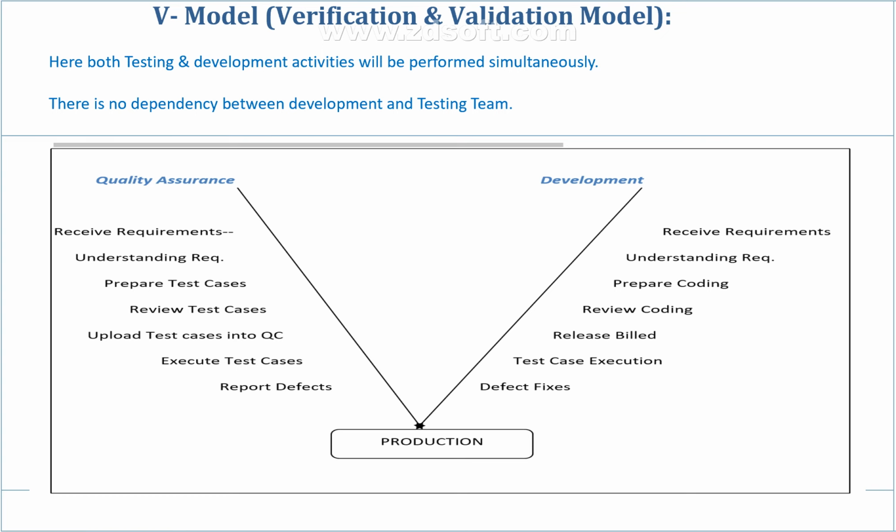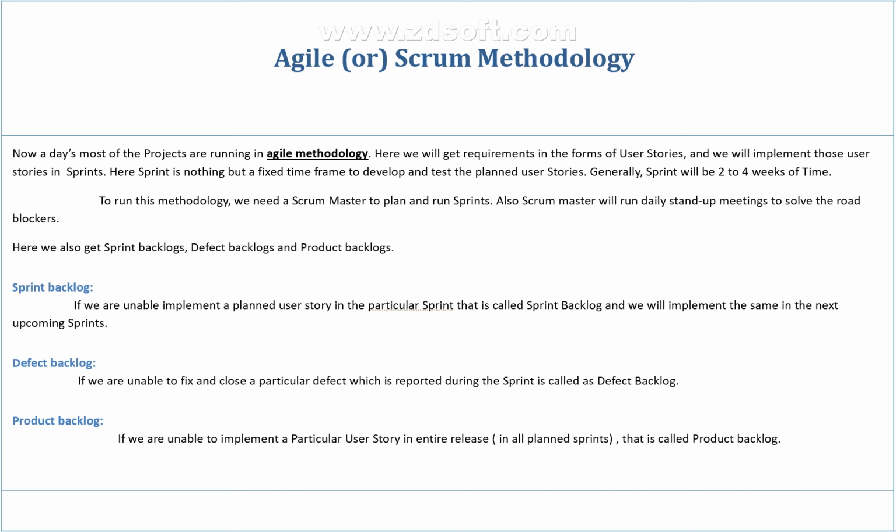So likewise, the defect life cycle goes on. And the last, and I can say the best model these days, which everyone is following in projects and companies, is called Agile or Scrum methodology. Nowadays most of the projects are running in Agile methodology. Here we get requirements in the form of user stories.